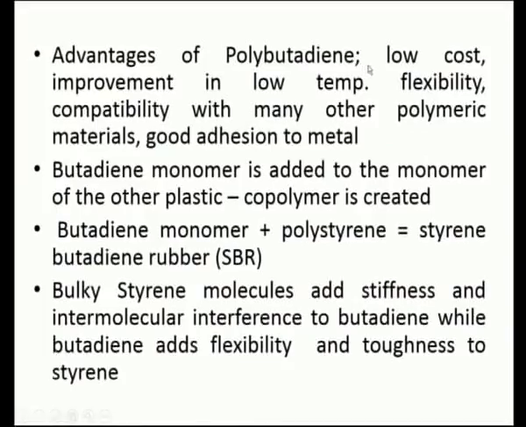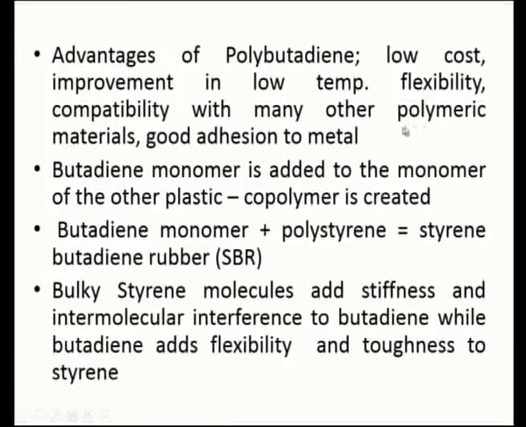Advantages of polybutadiene: it is very low cost, and has improved low temperature performance. It can perform at low temperature, whereas our natural rubber cannot. The flexibility of natural rubber will reduce and it can break, while polybutadiene has more flexibility than natural rubber. It has compatibility with many other polymeric materials and good adhesion to metals. Towards metal, our natural rubber may not be suitable, whereas synthetic polybutadiene is very suitable, and it is also used for compatibility with other materials or elements.